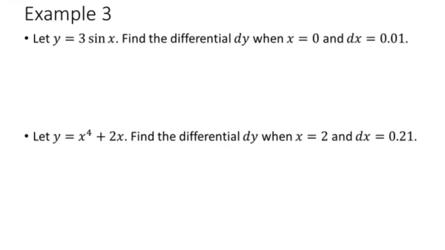Next, we're going to let y equal 3 sine x. We're going to find the differential dy when x equals 0 and dx equals 0.01. Recall from the previous slide, the differential dy will equal our derivative of our function, which here would be 3 cosine x times the differential dx.